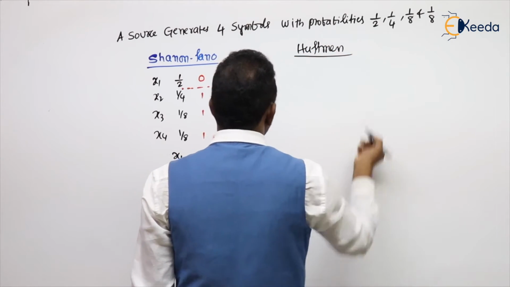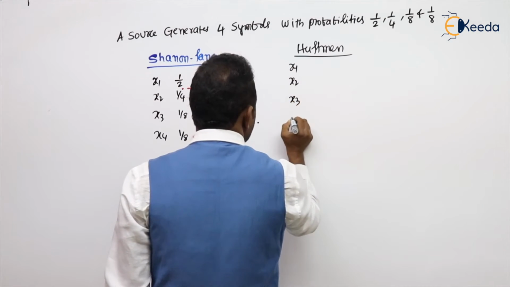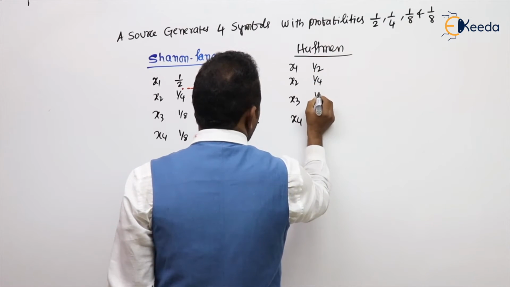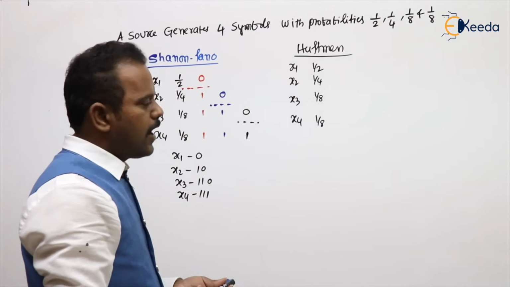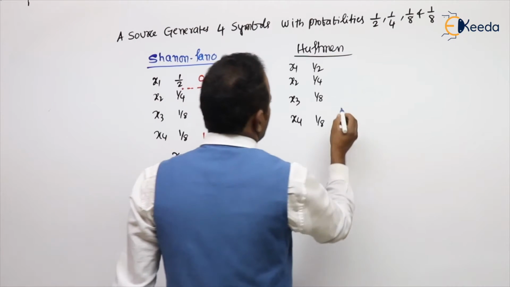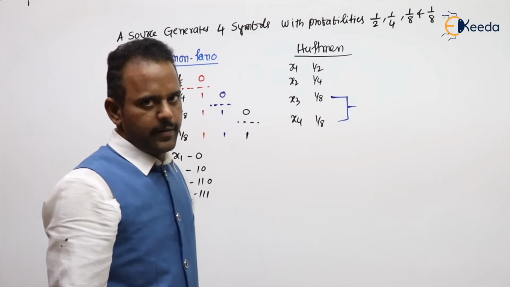What about the Huffman source coding technique? Here also, write the given probabilities in descending order. Descending order means 1 by 2, 1 by 4, 1 by 8, 1 by 8. After writing in descending order, add the bottom two. After adding the bottom two, write again in descending order.